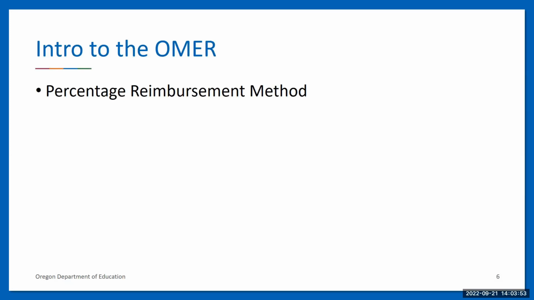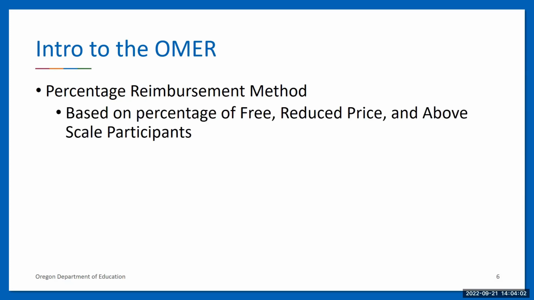ODE CNP uses what's called a percentage reimbursement method for determining a sponsor's unique reimbursement rate. This rate is based on the percentage of free, reduced price, and above scale enrolled participants at each approved CACFP site. Sponsors receive the highest reimbursement rate for participants who are eligible for free meals, a reduced rate for reduced price participant meals, and the lowest rate for participants in the above scale category. However, as sponsors are not required to report meal claims on an individual basis, the unique reimbursement rate is created annually and applied to all meals that are served to participants at the site.